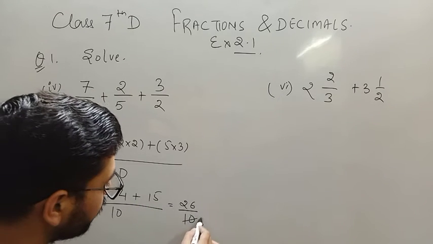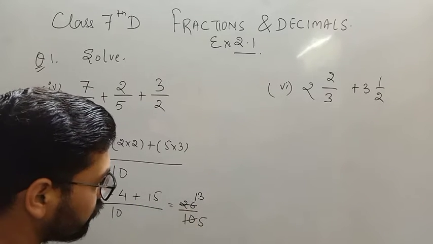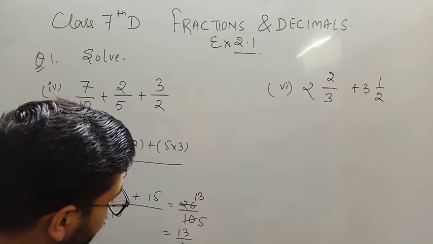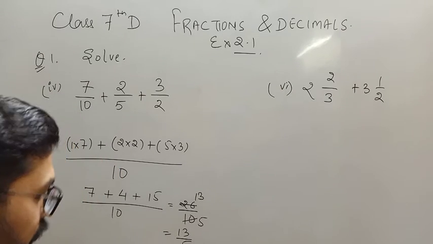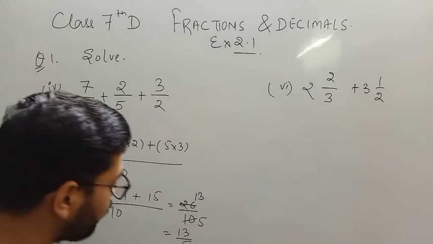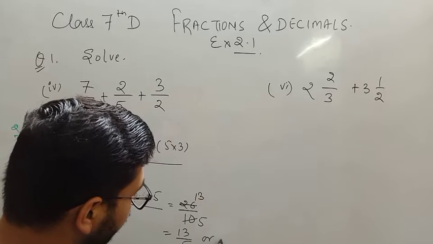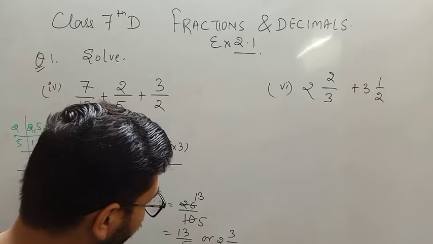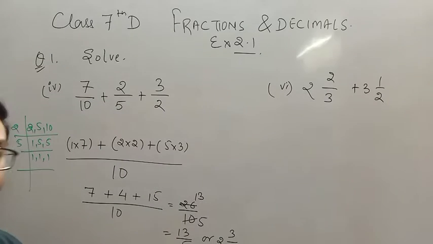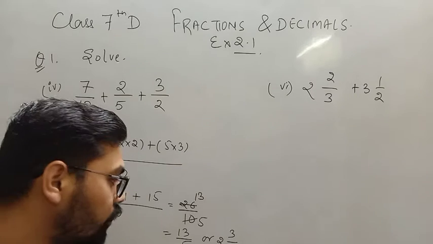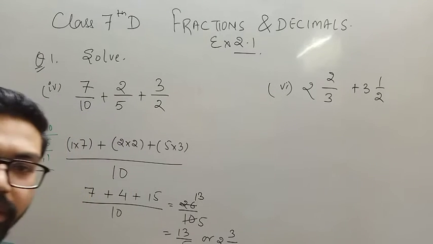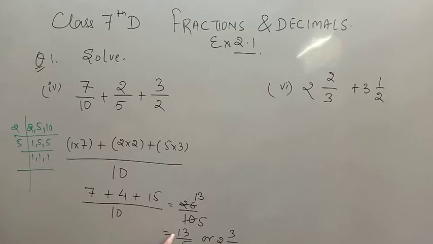Or you can write 2 5s are 10, 2 1s are 2, 3s are. So this is the simplest form of this fraction, 13 upon 5. Or you can write 5 2s are 10, 3 upon 5. Okay, so I have given both representations, the mixed fraction as well as the simplest form of this fraction. So 13 upon 5 is the simplest form and 2 3 by 5 is the mixed fraction. Okay, note it down fast.